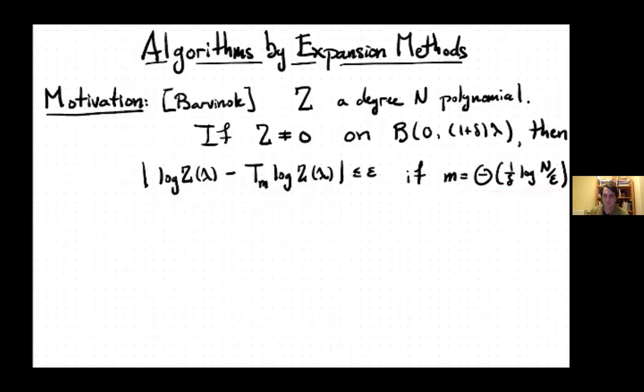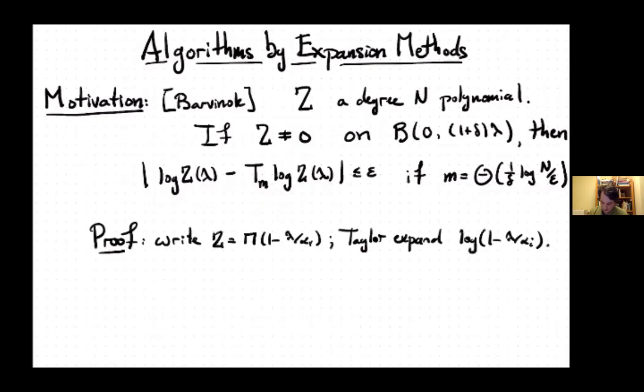Okay. So this is actually fairly simple. To prove this, you just write that the polynomial is a product of 1 minus lambda over its roots, and Taylor expand the logarithm. So there's nothing fancy happening here.